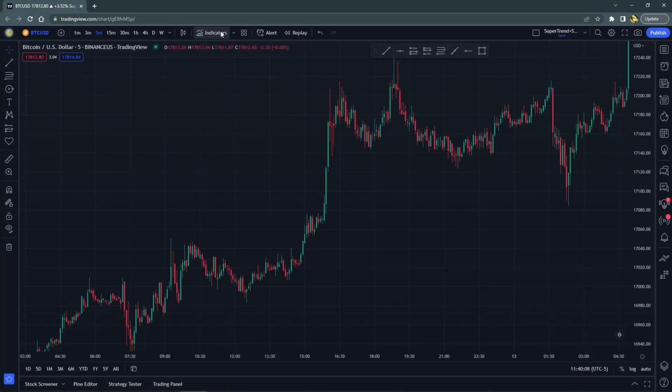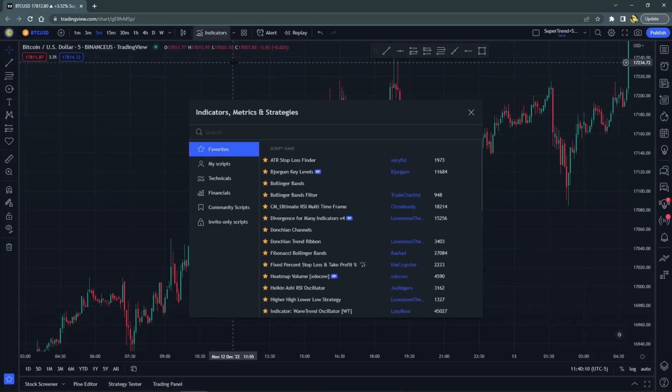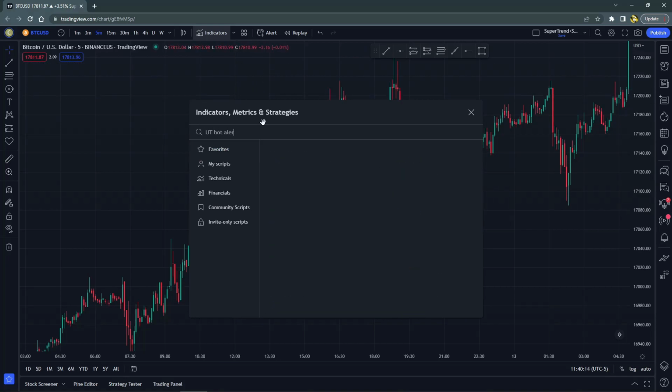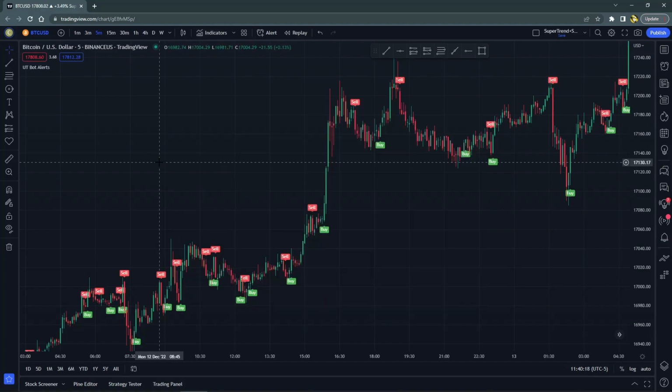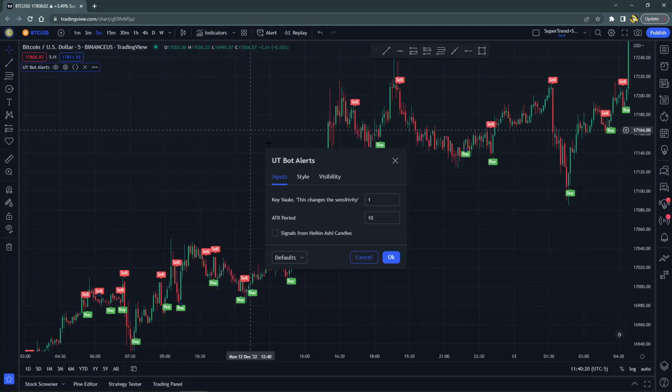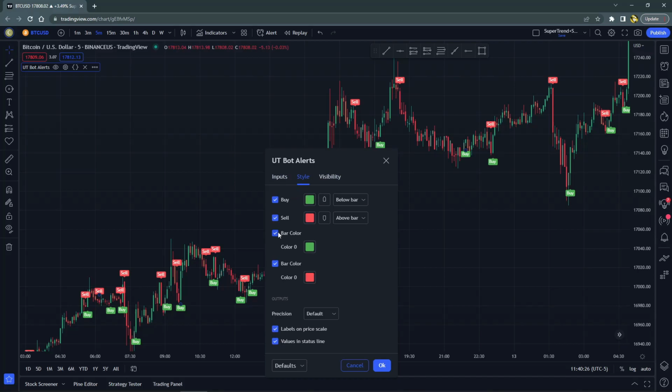First indicator we're going to pop on the chart today is the UT-Bot alerts, by Quaint Nomad. Pop that on the screen, and we can check to make sure that the key value is 1 and the ATR period is 10 right here. When you go down to style here, you can also get rid of bar colors. We're not going to need that.